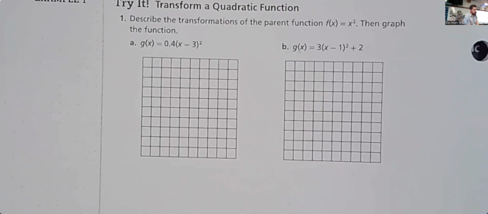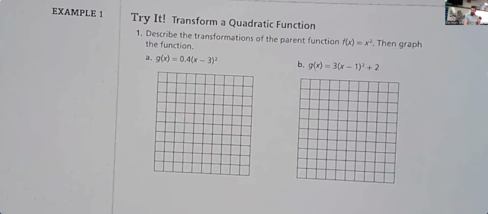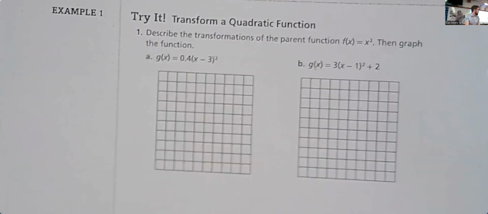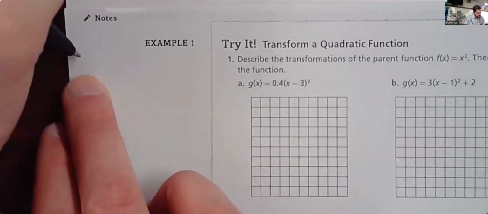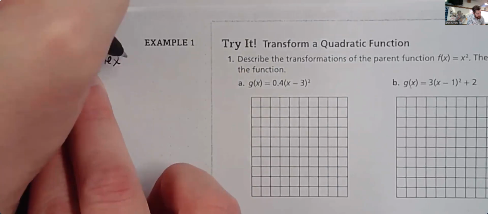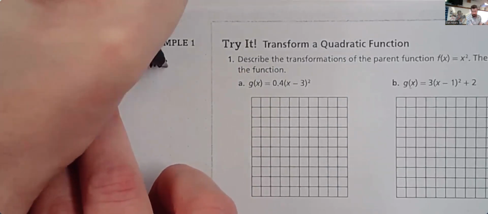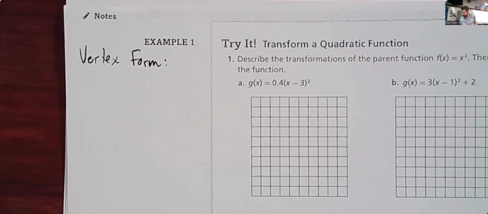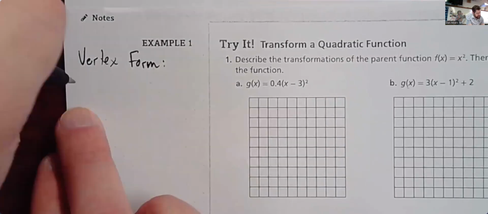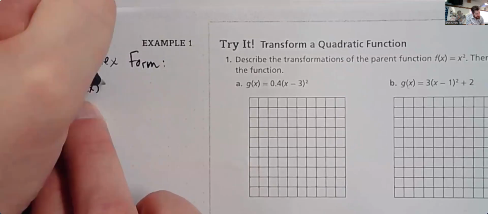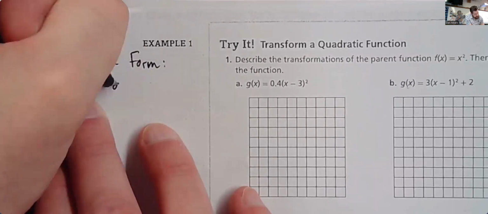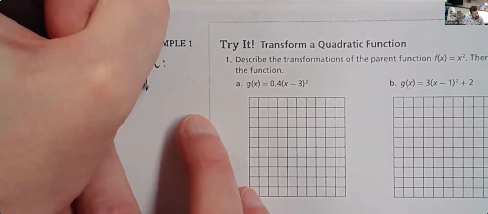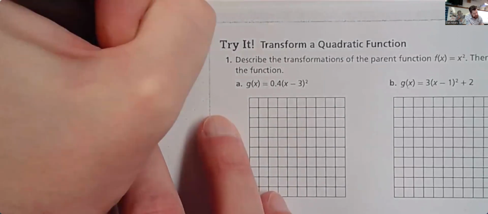By the way, these are all in what's called vertex form, and I do want us to write down what vertex form actually is. So off to the left, right near example 1, we have to do some setup here. So I want you to write vertex form. And I'm going to have you write this down as well. F of x is equal to a, and then parentheses, x minus h squared plus k.